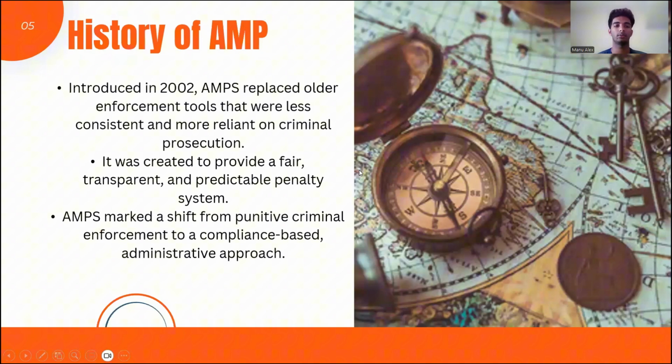Next slide, the history of AMPS. It was introduced in 2002. AMPS replaced all the enforcement tools that were established before it; it abolished all of them and introduced this in 2002. It was created to provide a fair, transparent, and predictable penalty system. AMPS marked a shift from punitive criminal enforcement to compliance-based administrative options. So there was a sudden shift from the traditional way of the past to a more advanced way in the future, and the penalties will be more predictable.